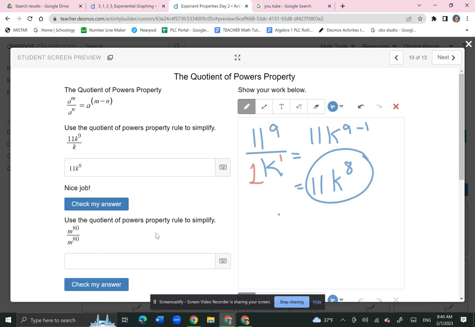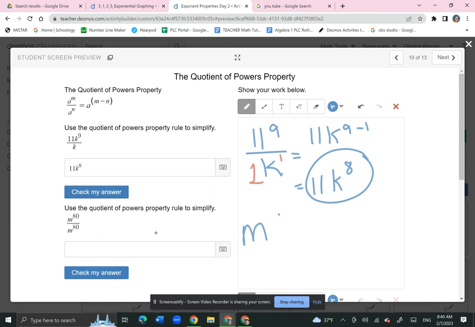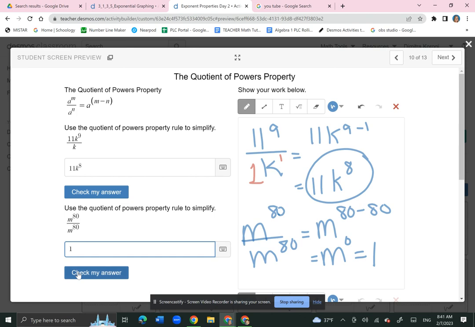All right. Let's do the last one. So m raised to the power of 80 divided by m raised to the power of 80. Okay. When I divide powers with the same base, I subtract the exponents. So I get m raised to the power of 80 minus 80. So 80 minus 80 is 0. M raised to the power of 0 is what? What property did we learn yesterday? M raised to the power of 0 is 1. All right, let's see. 1. Beautiful. All right, you can finish the rest on your own.